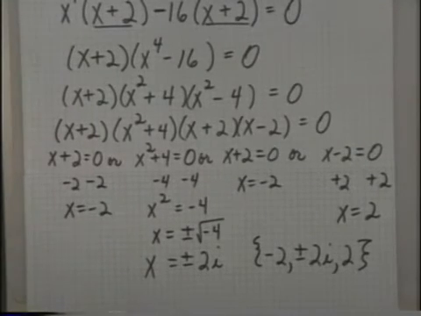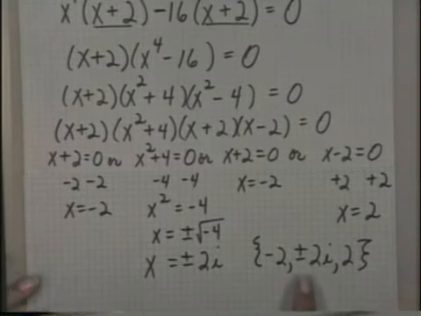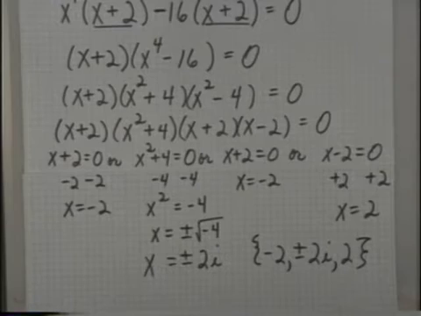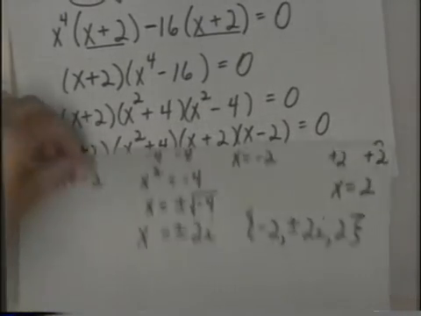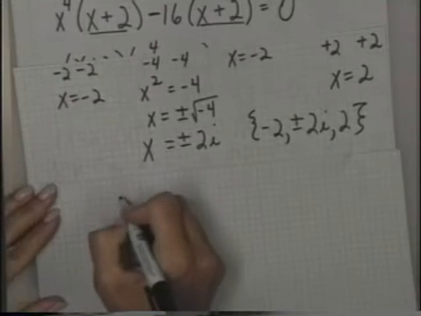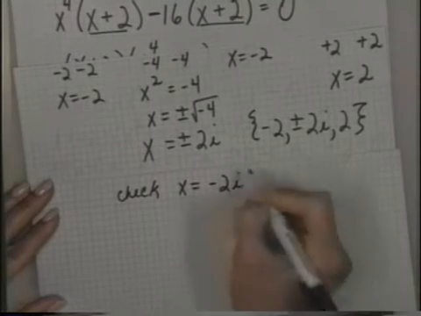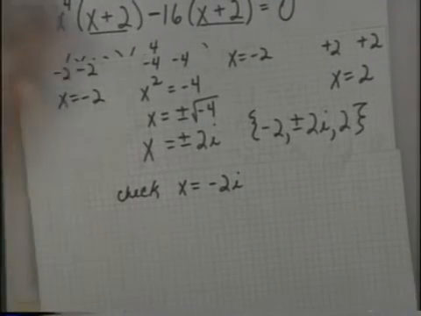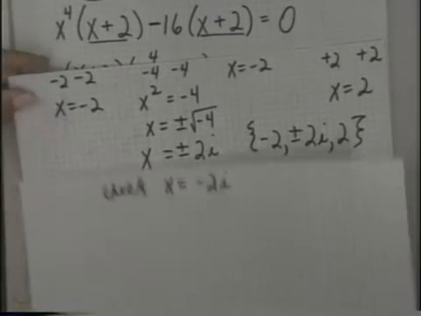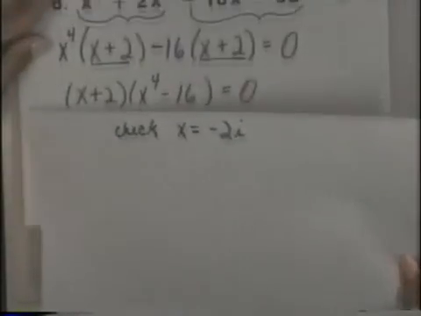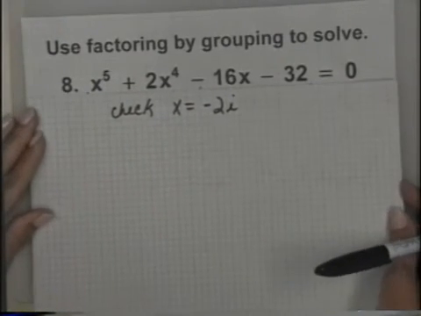Now, I would like to check one of these. I know I haven't checked any of the equations in the higher degree equation section of this lesson, so I would like to check one of these just so you realize that you can check it. I think the one that I will choose to check will be x equals negative 2i. We haven't had a lot of experience in raising these non-real numbers to a power, so I thought that it might be helpful to do that.